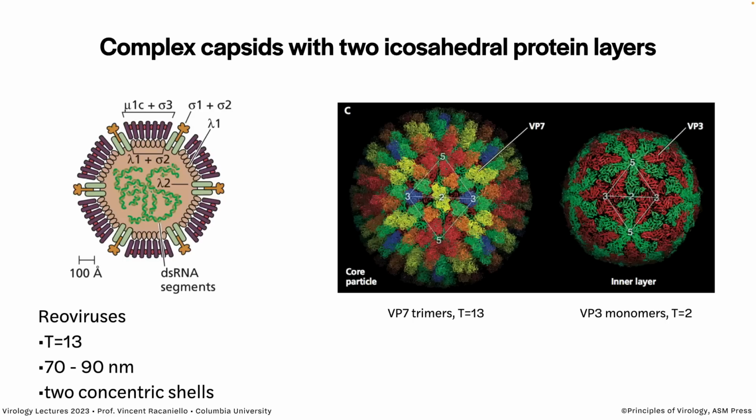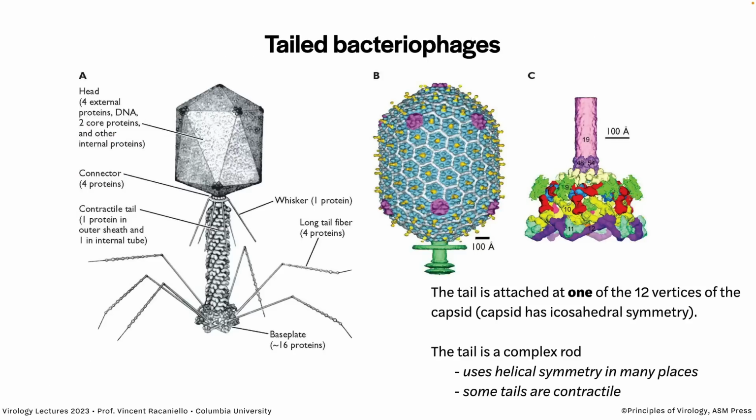But here on the right are the structures of the outer shell, which is made up of trimers of a viral protein with a T equals 13 number. And on the right is the inner shell, which has a T equals 2 number. It's very different T numbers. They're still compatible with being wrapped around each other. The tailed bacteriophages are nice examples of having multiple kinds of symmetry in one particle. So there's the famous tailed bacteriophage. When people see this, they're always fascinated by it because it looks like steampunk, right?